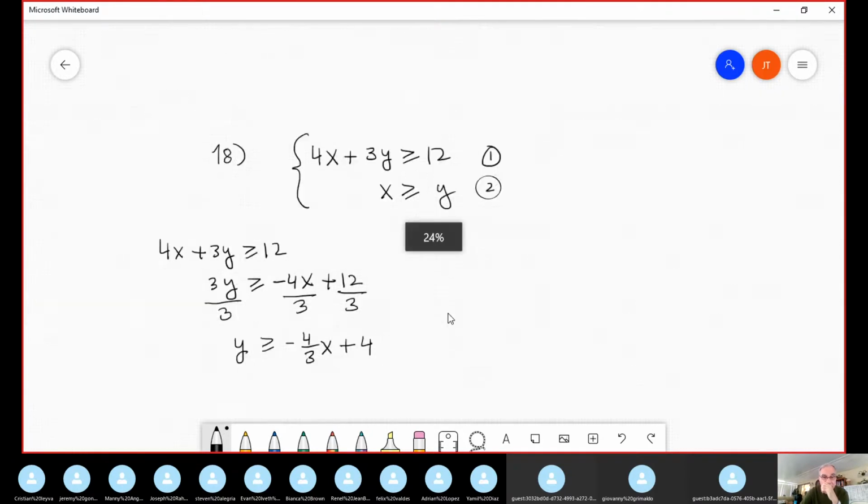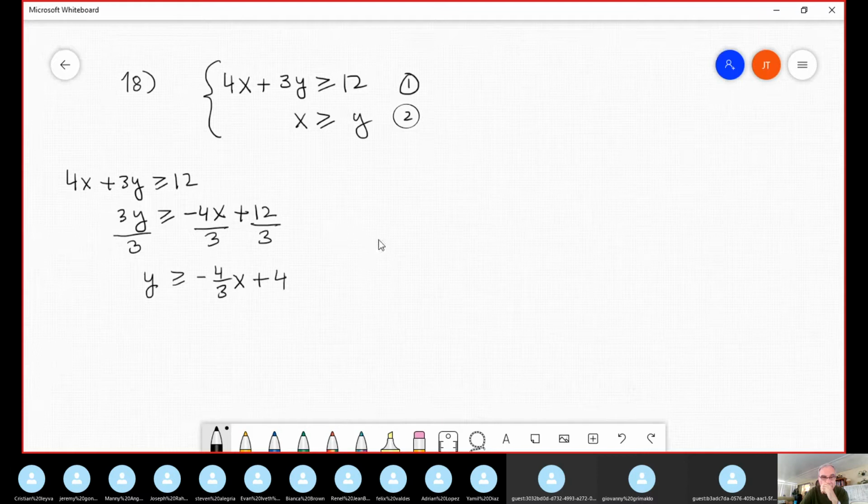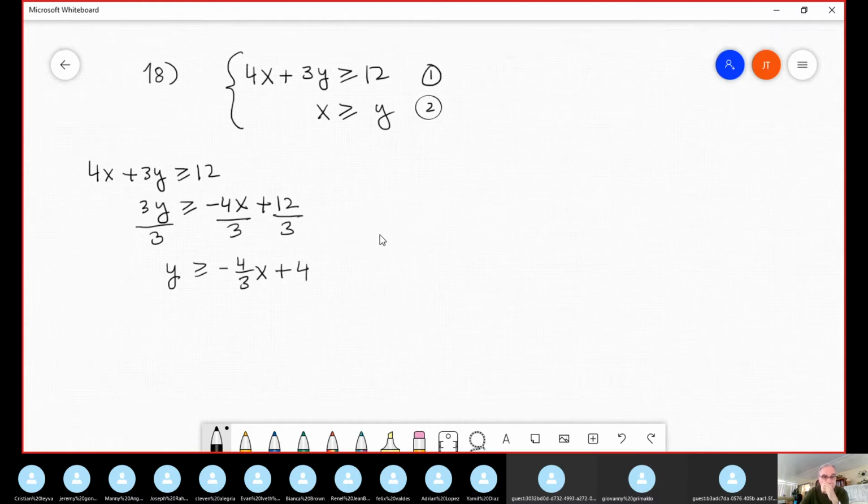Now, for 1 second, I want to convert this inequality. This is what's important. Isolate y. For 1 second I convert to an equation because the equation helps me.